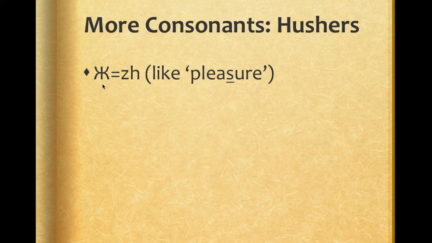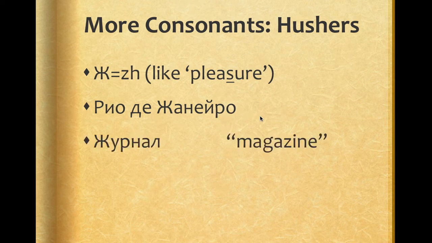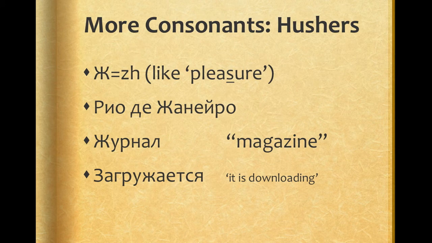Okay. So, another consonant is this one. It's like two Ks back to back, or maybe kind of like a little bug walking around. Zh. So it's pronounced sort of like the zh in pleasure. Zh. Here we go. This is a city in South America. Rio de Janeiro. And that's in Brasilia. Good. How about this one? Jornal. Good. Here's a verb for you.